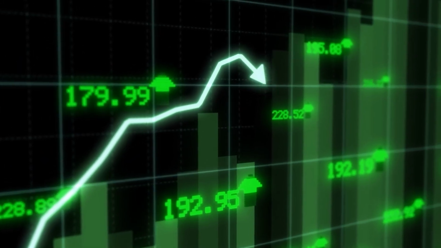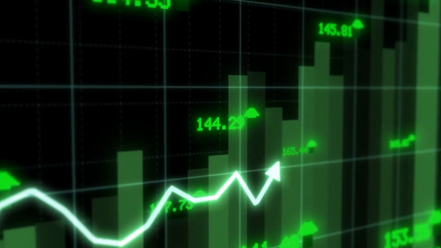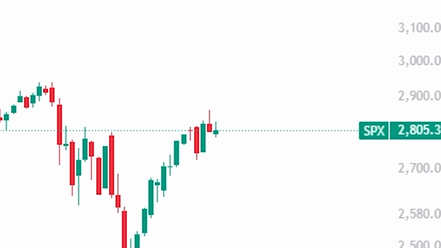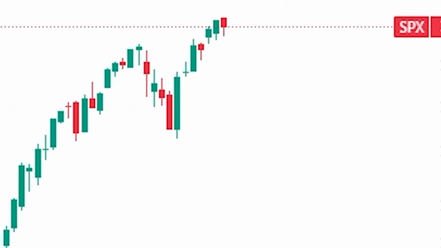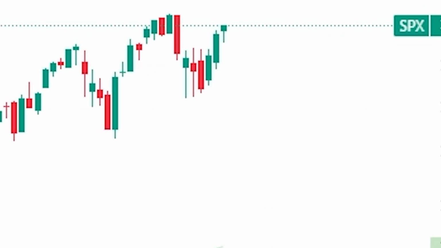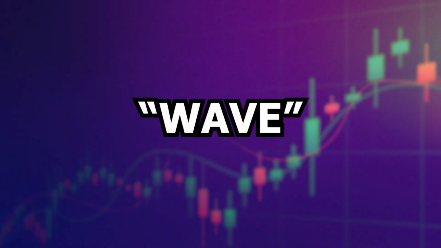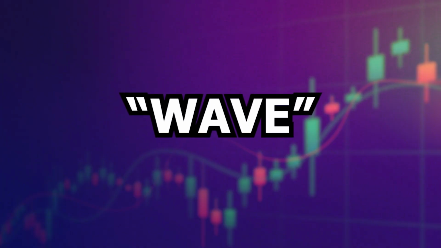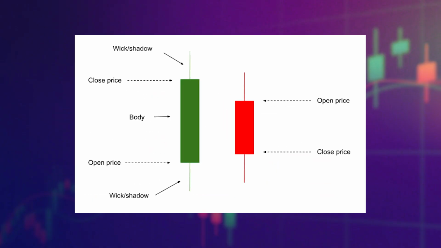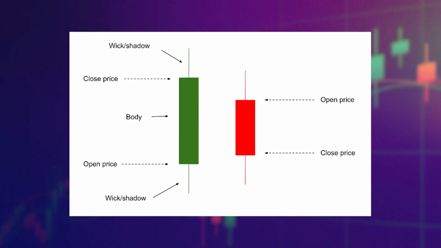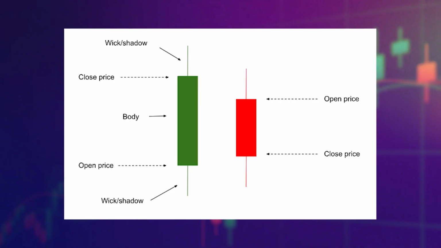So price doesn't just go up or just go down. It moves in steps. It goes up, then pulls back, then moves again. This repeated up and down movement is called a wave. And these waves are not made by one candle. They are created by multiple candles combined together. So instead of focusing on individual candles, we now start focusing on the overall movement.